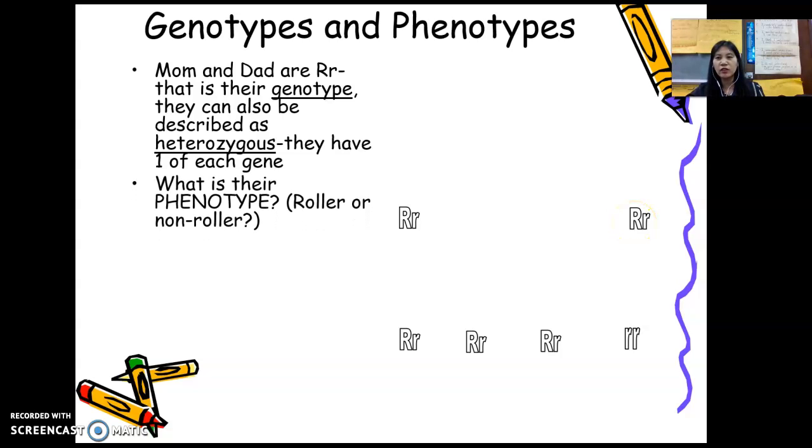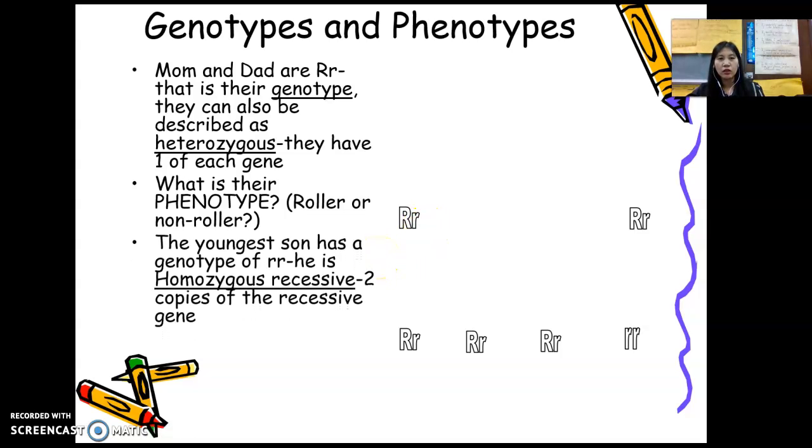So, what is their phenotype? Since you always have the big R here, the dominant trait always shows up. So, what is it? Is it roller tongue or non-roller? Of course, it is a roller tongue, meaning you can roll your tongue out. That is a dominant trait.